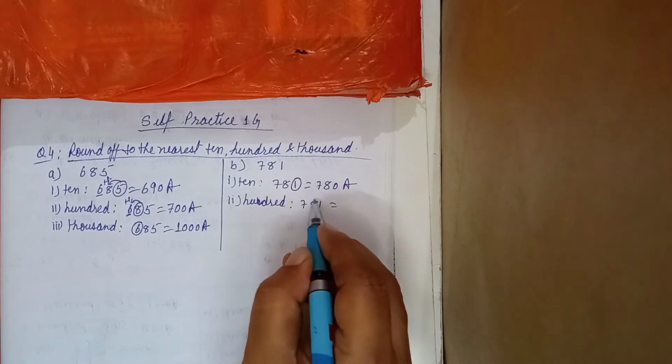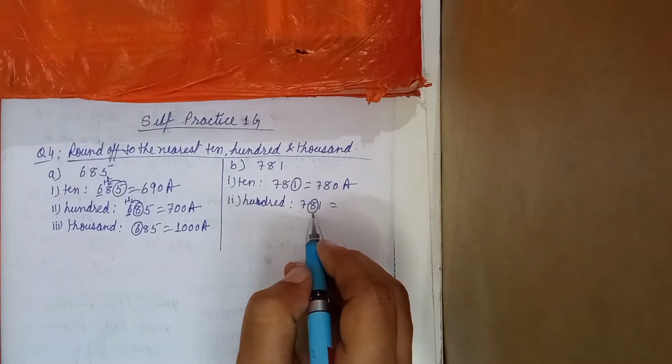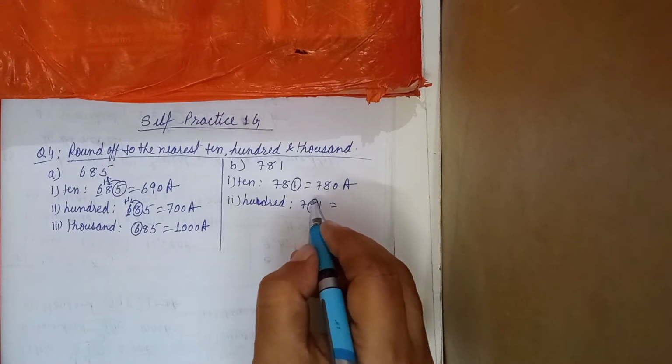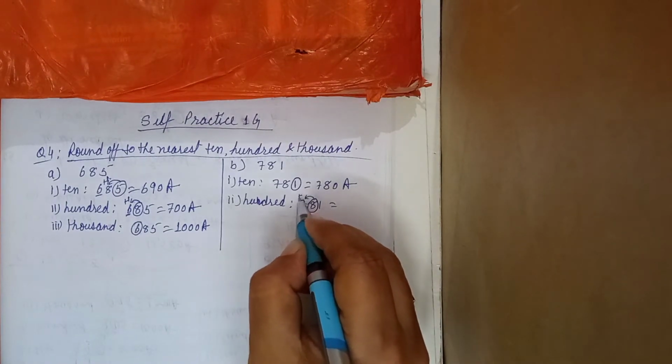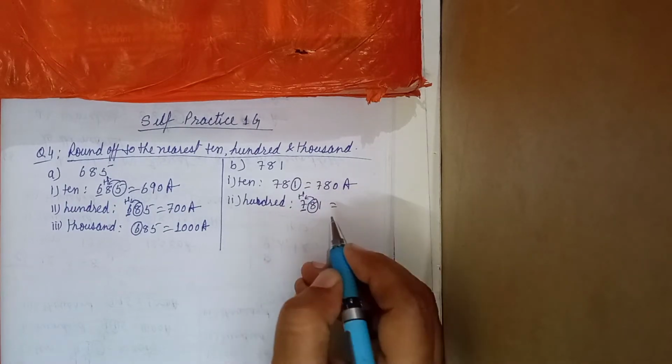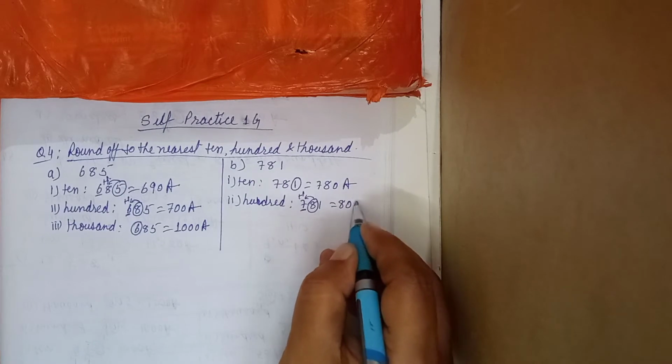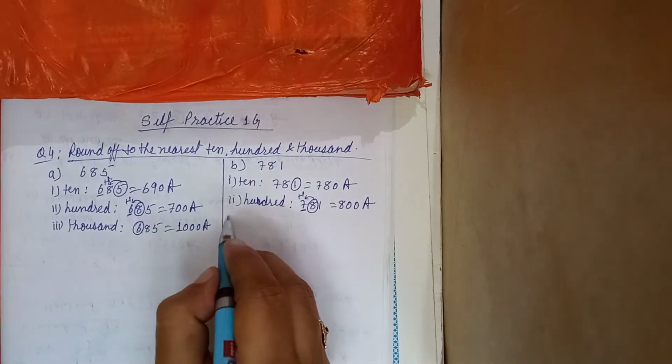781. We will see the tens place. Tens place में the number it is written is 8, which is greater than 5. So we will give plus 1 to the number what it is written in the 100 place. So 7 becomes 7 plus 1, 8. And in tens place and ones place, we will put 0 and 0.